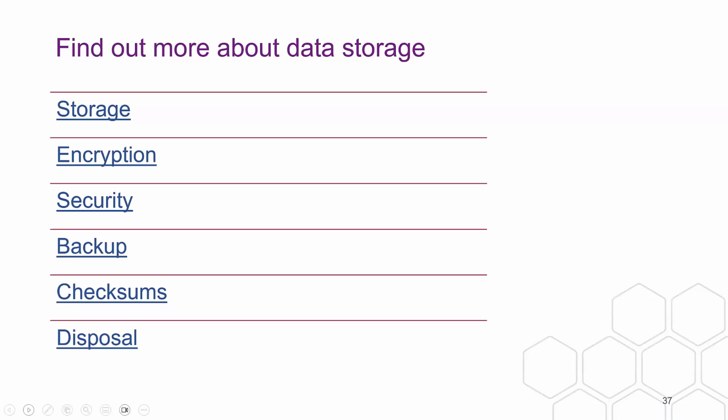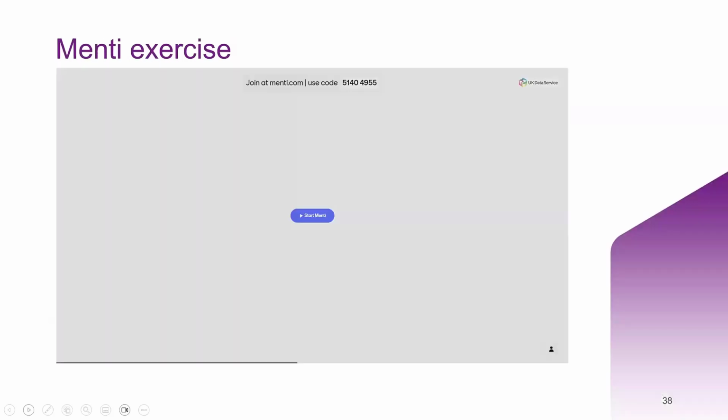We have a lot of information when it comes to data storage on the website, from standard storage, where do I keep the data, how do I encrypt the data, how do I ensure the security of the data, how do I back up, how do I do checksums. Checksums help us ensure that when we transfer from point A to point B, we haven't lost or corrupted any data. Very easy to use. It's freeware that you can use as well, so there's no subscription to that. Worth having a look at that as well. And of course, some further information on disposal.